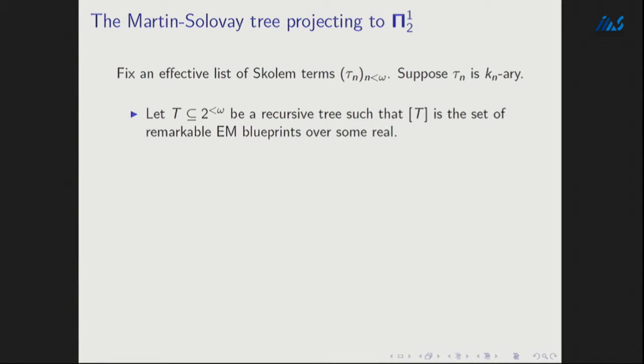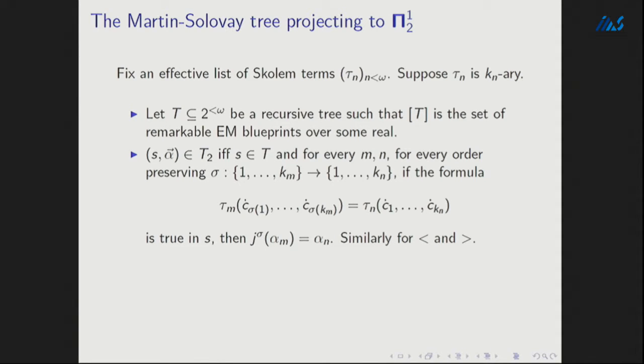So this slide is a definition of the Martin-Solovay tree. We fix an effective list of Skolem terms. And we have a tree on 2 to the less than omega, whose infinite branches are the set of remarkable EM blueprints over a real number. This is a pi 0, 1 statement, since it is Gödel complete. And we put S and alpha vector into the Martin-Solovay tree if the first coordinate eventually will be a remarkable EM blueprint, and the second coordinate is trying to prove that the EM blueprint is well-founded. So this is the definition of the Martin-Solovay tree, and the second coordinate is on u omega.